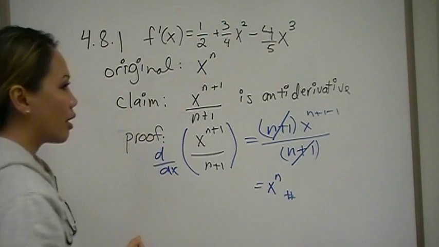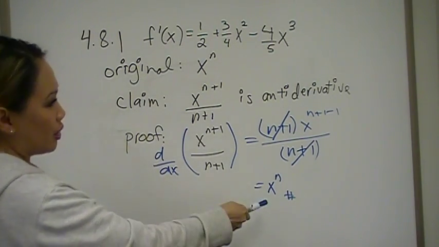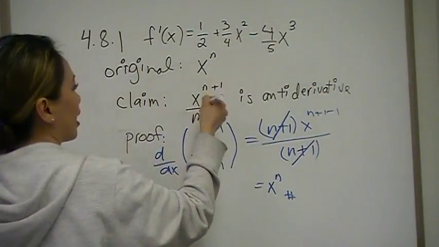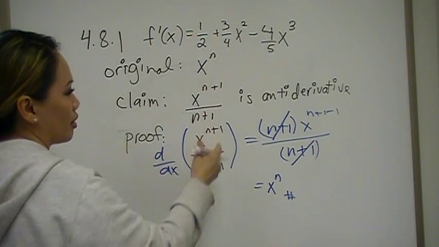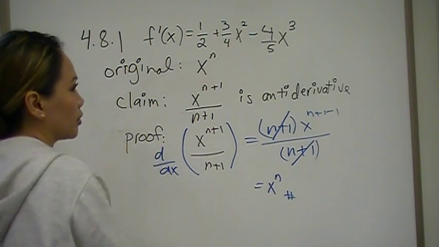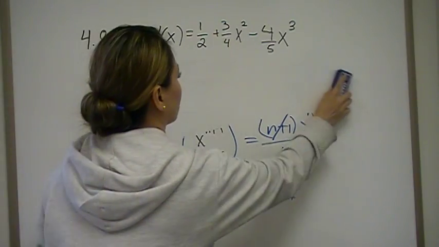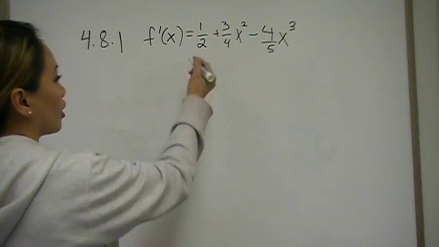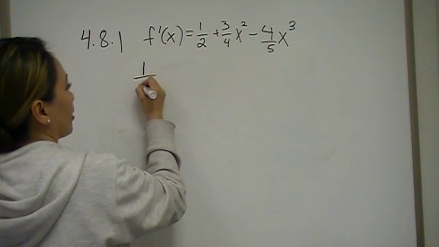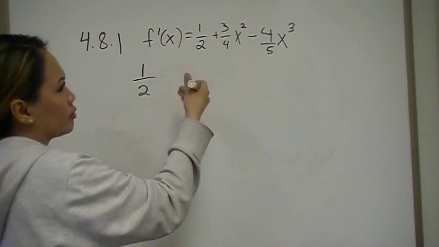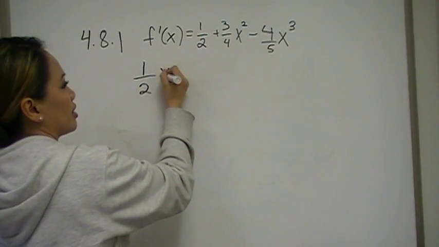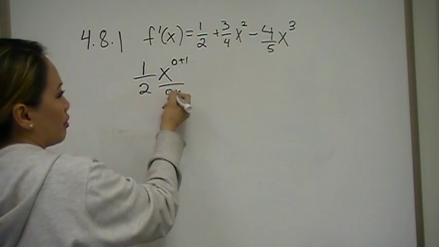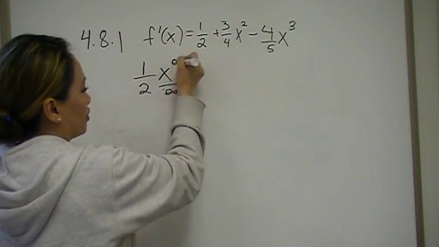So that's our proof. Now that you believe that, we can go ahead and apply this rule: the antiderivative of x to the n is x to the n plus 1 over n plus 1. Okay, the first one. First we have 1/2. You can treat this as using the rule by saying this is really x to the 0, so x to the 0 plus 1 over 0 plus 1. But this is just 1 and this is just x.